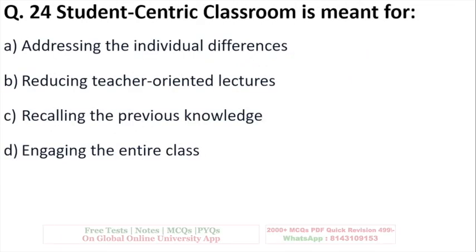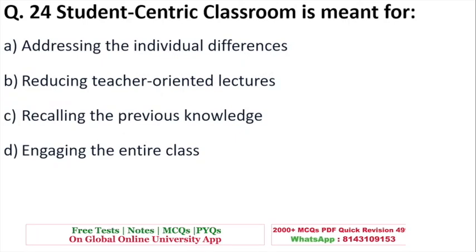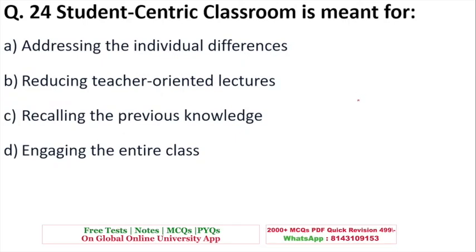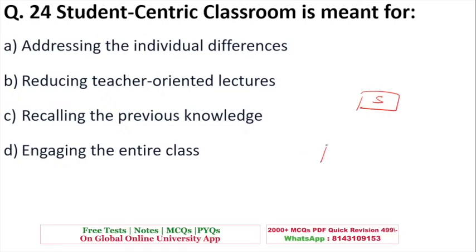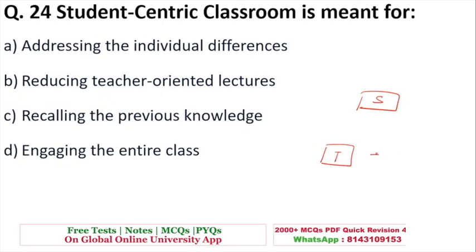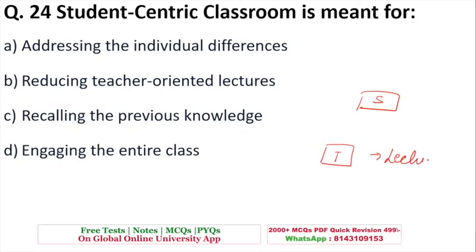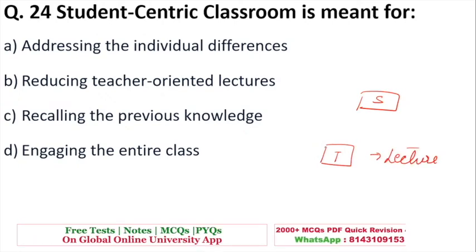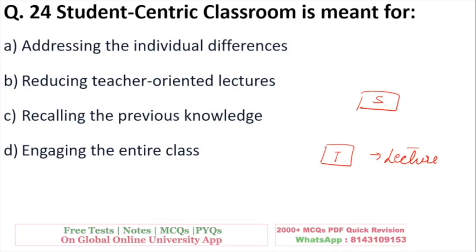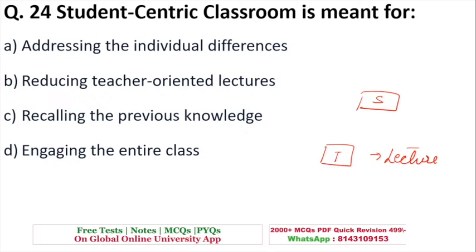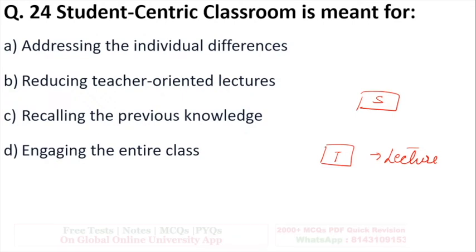Student centric classroom is meant for. So student centric is when the student is at the focus. In the teacher centered method, the teacher is the focus. For example, like the lecture method which we usually have in school. What happens? The teacher is in front of you. She teaches about a particular topic so that students become passive learners.